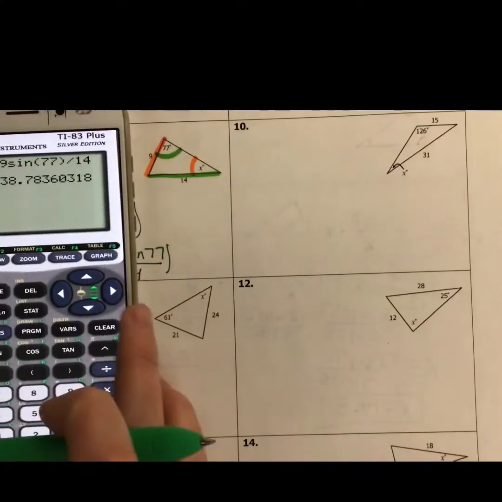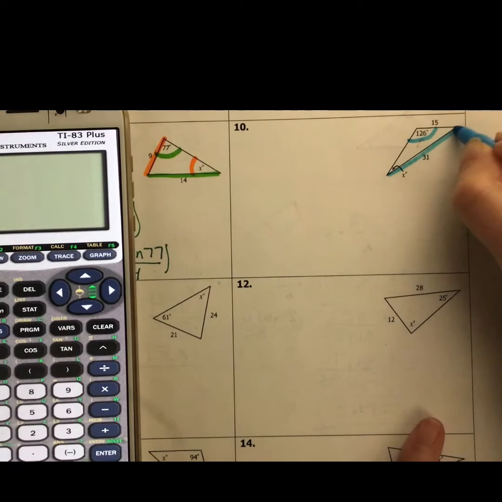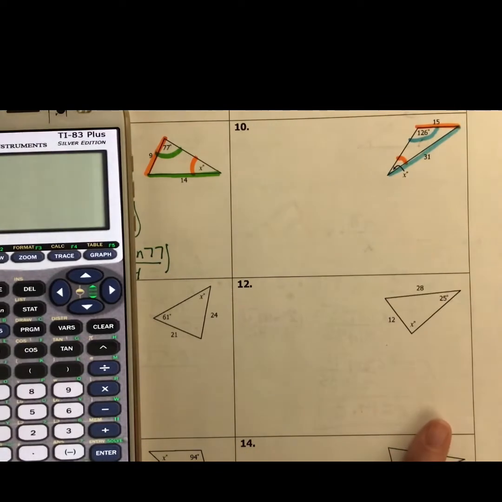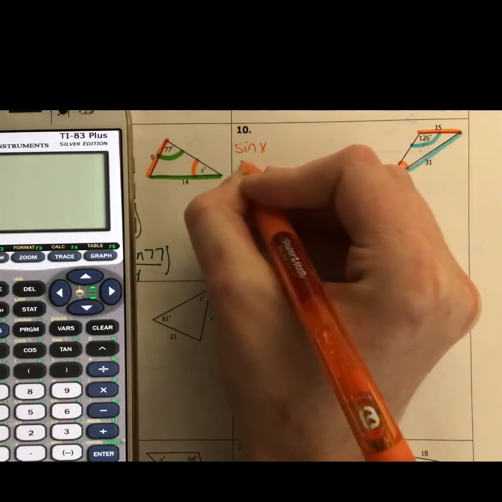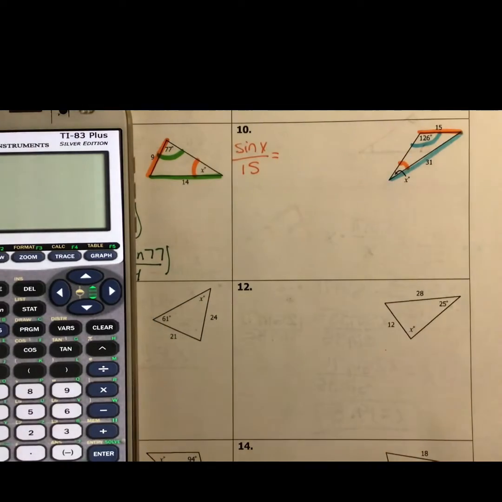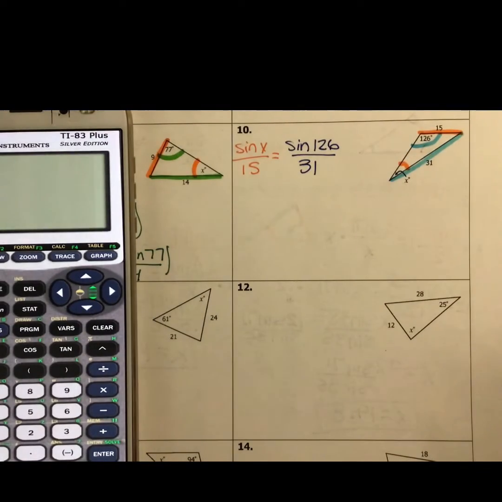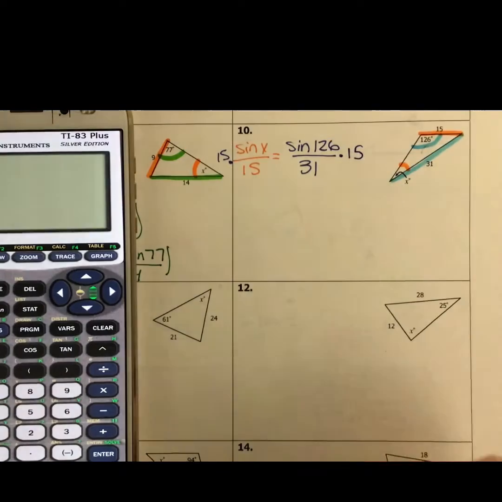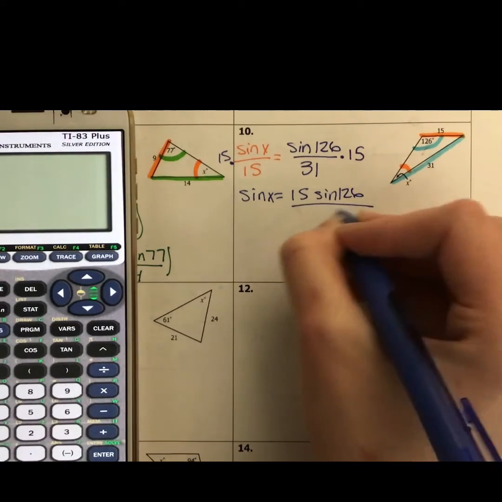All right, let's go over number 10 as well. Number 10 gives us the angle 126, opposite side of 31. And we have side 15, which is opposite of our missing side x. Okay, so we want to be able to find this angle x. So we would have sine of x over 15 equals the ratio that we were given, sine of 126 over 31. And we want to solve for x. So again, multiply both sides by 15. We get sine of x equals 15 sine of 126 over 31.